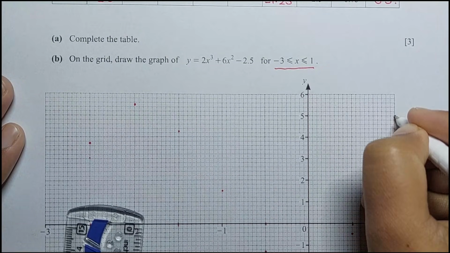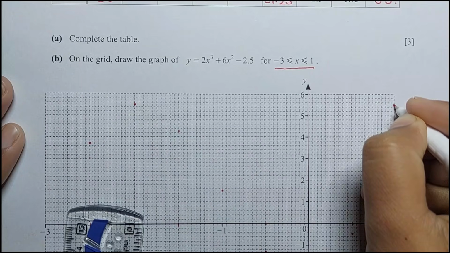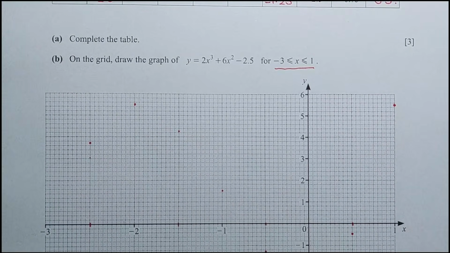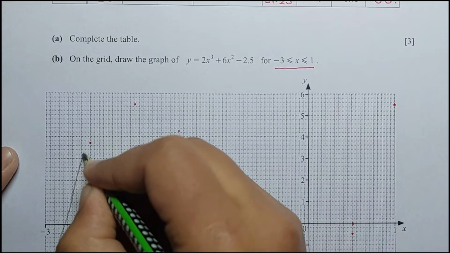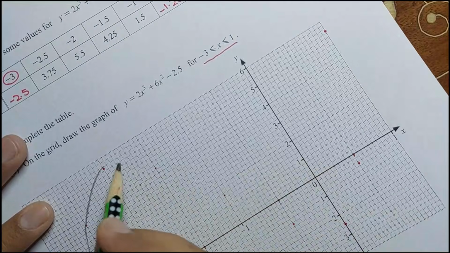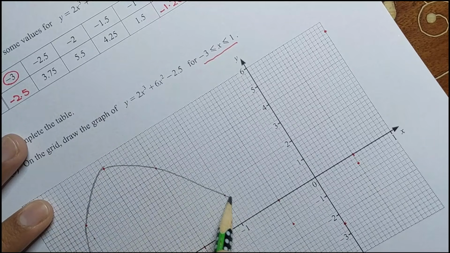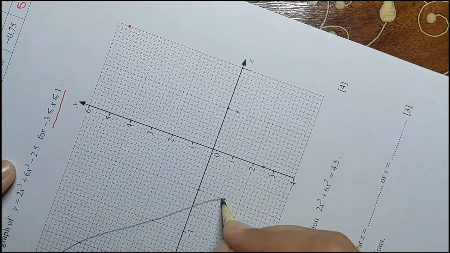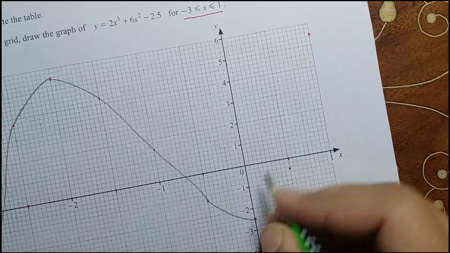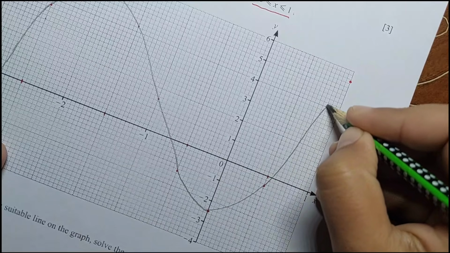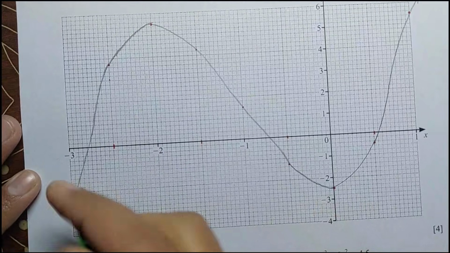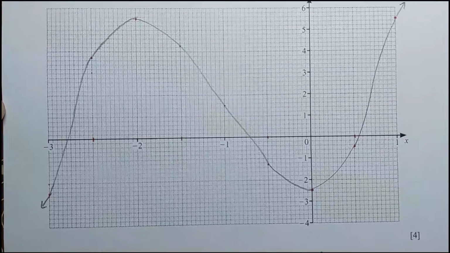5.5, sorry. This is 5, 5.2, 5.4, and 5.5. Okay. Let me join all the points to get the smooth curve for this, and make sure your curve passes through each and every point. It's a cubic function, you can see. This would be the shape of the curve.